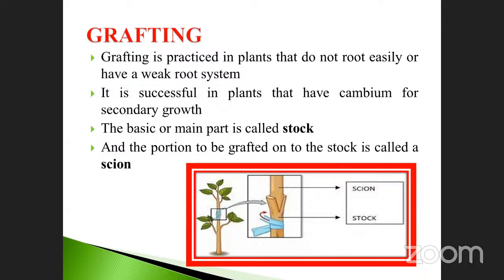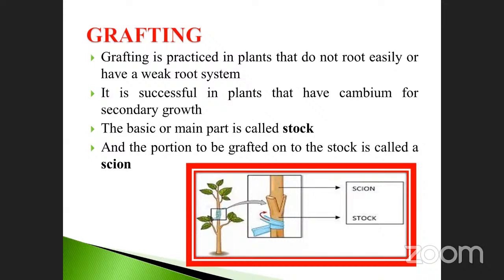And the one we are going to graft on the upper portion, any one of the plants, whether it has good quality fruits or flowers or whatever it may be, that portion is called the scion. It is also asked many times. The stock was already asked in the 2018 NEET question paper. So which one is called the stock? The lower part of the plant.